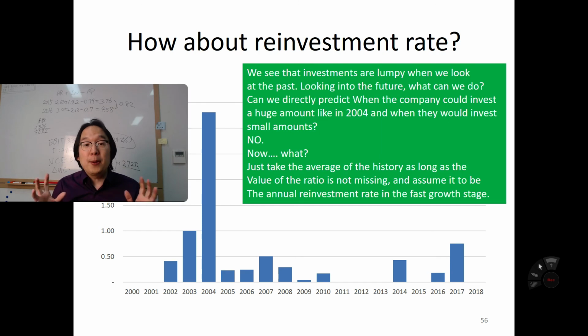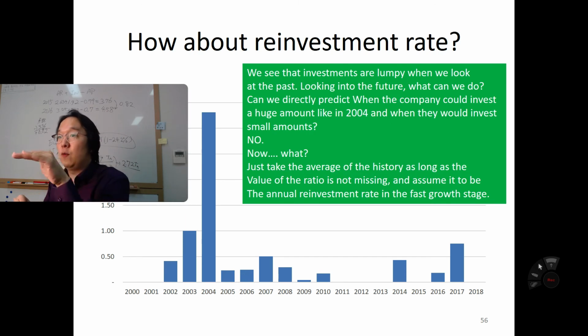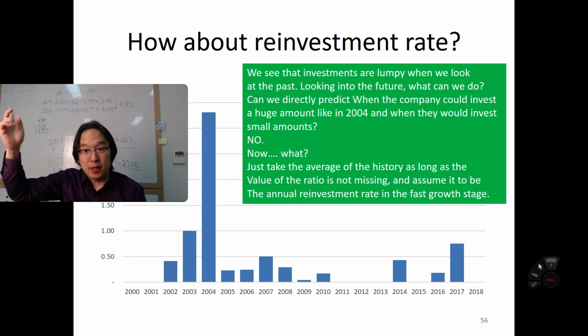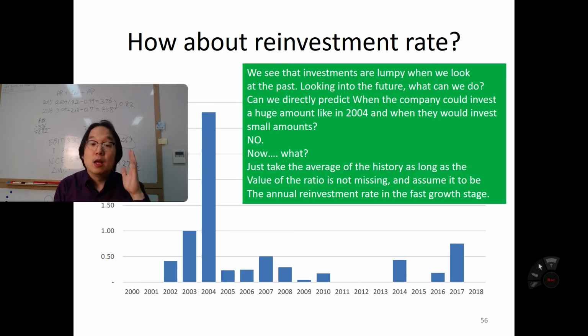So the companies don't invest in an equal manner, the same amount every year. They don't do it like that. They invest in 1 year and then no investment for the rest of the 10 years, and invest in 1 year and then no investment for the rest of the years. Lumpy. Okay? So you have to assume this kind of pattern, but the challenge is you never know when the company will do this crazy amount of investment going into the future. Would it be this year or next year or 5 years later? We don't know. It's going to be lumpy anyway.